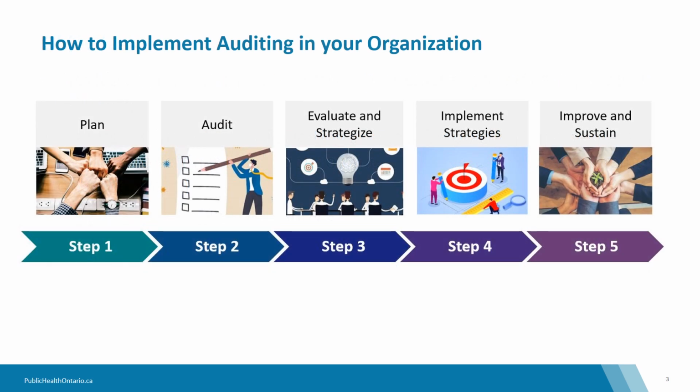There are several key steps to implement auditing in your organization, and they can be organized using the following 5 steps, as identified in the At a Glance Implementing Personal Protective Equipment Audits resource. Step 1, Plan. Step 2, Audit. Step 3, Evaluate and Strategize. Step 4, Implement strategies. And Step 5, Improve and Sustain. This presentation will provide considerations to take during each step.